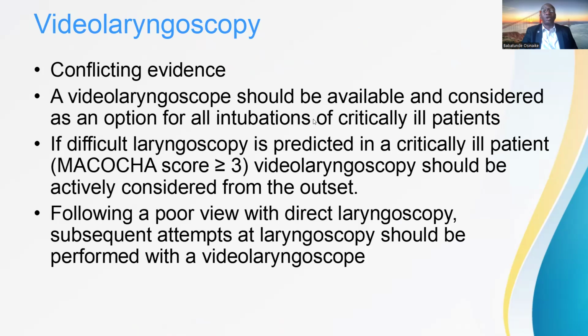So if a difficult laryngoscopy is predicted with the MACOCHA score, if it's greater than or equal to 3, then you must consider video laryngoscopy from the outset, okay? If you have a poor view with direct laryngoscopy, the subsequent attempt should be with video laryngoscopy. So it has its own role in the ICU, but it will not completely knock off direct laryngoscopy, especially if you are not somebody who is conversant with the use of video laryngoscopy, okay?